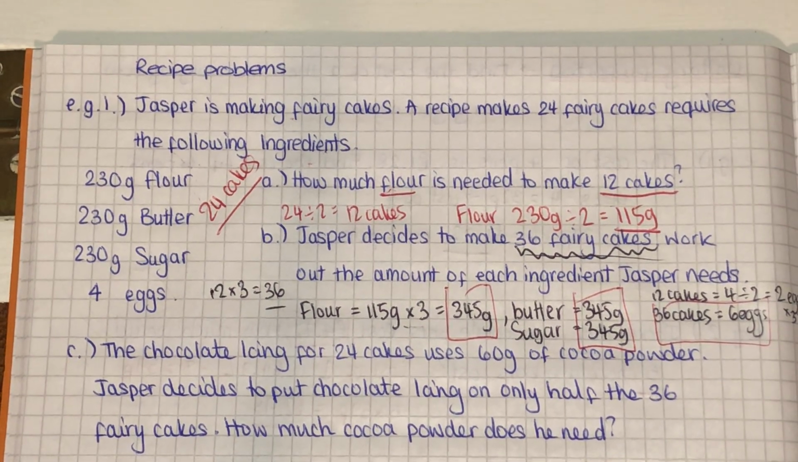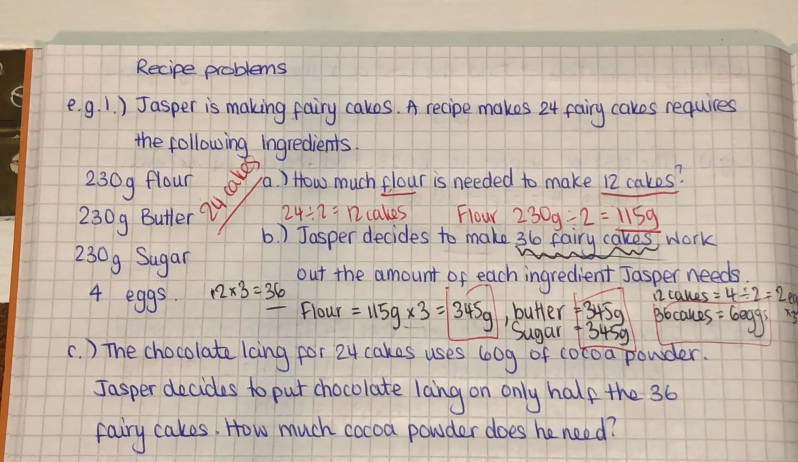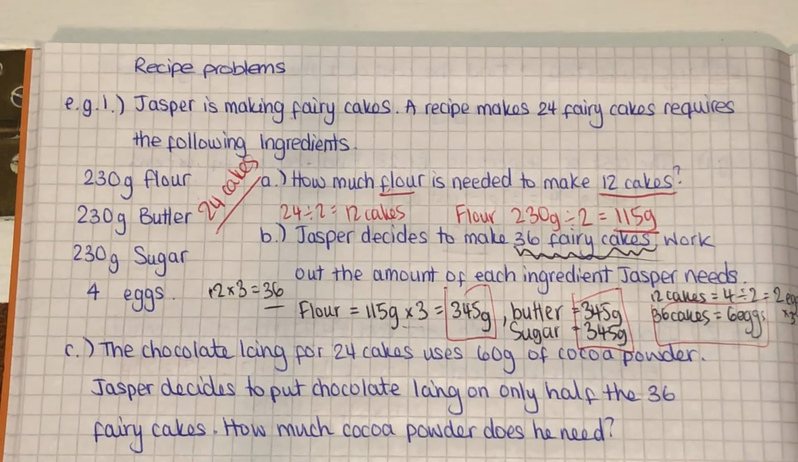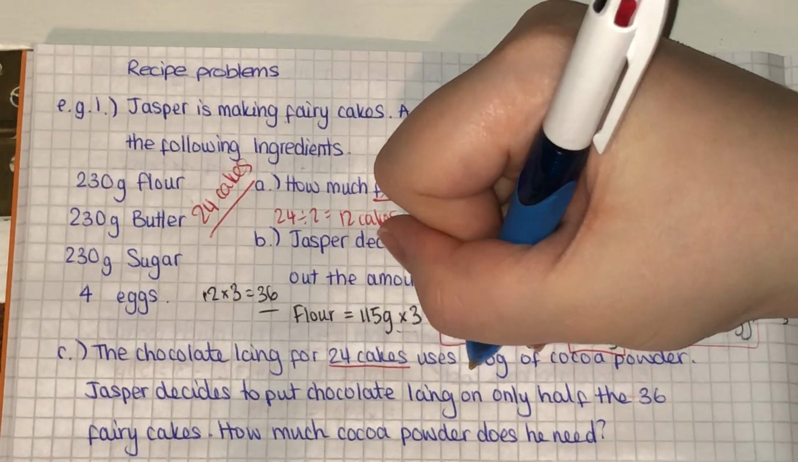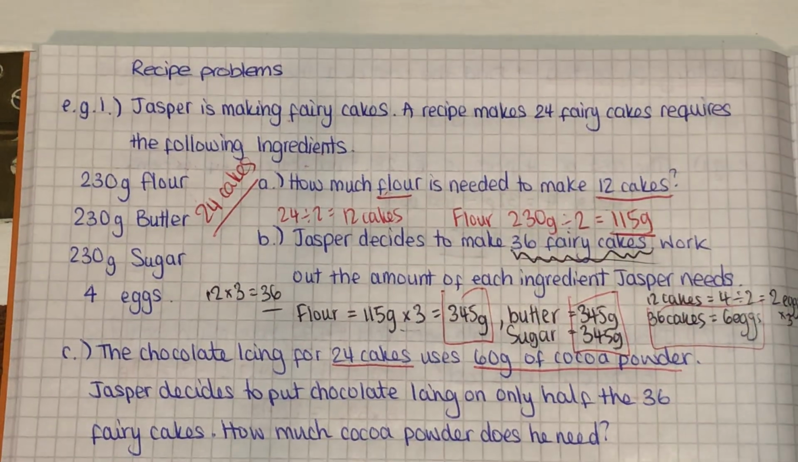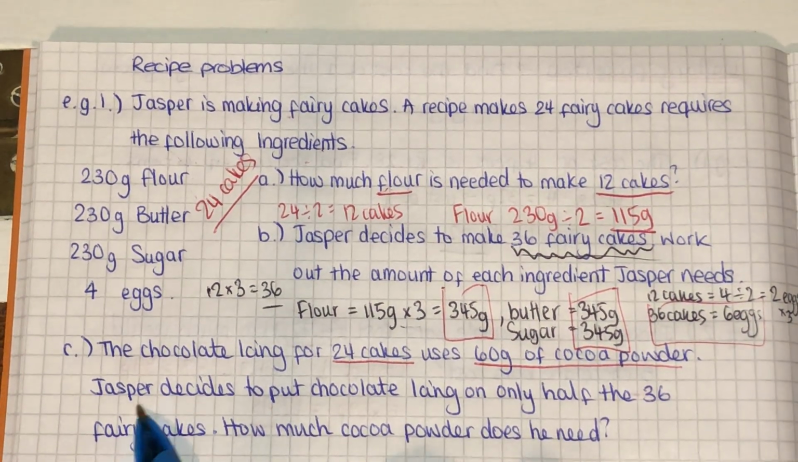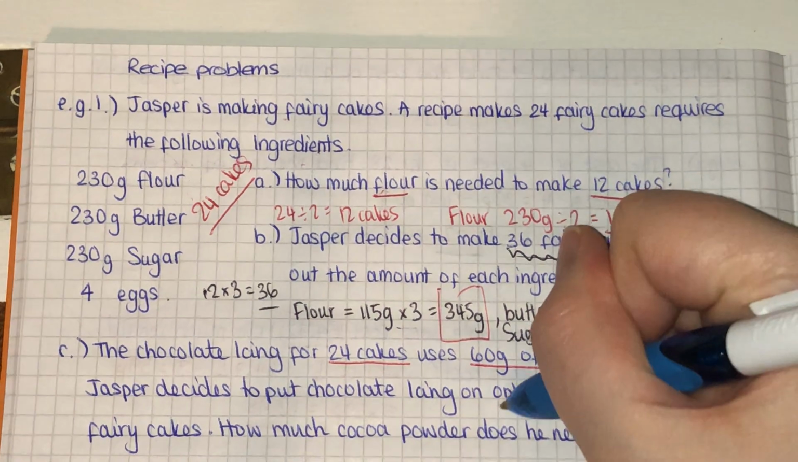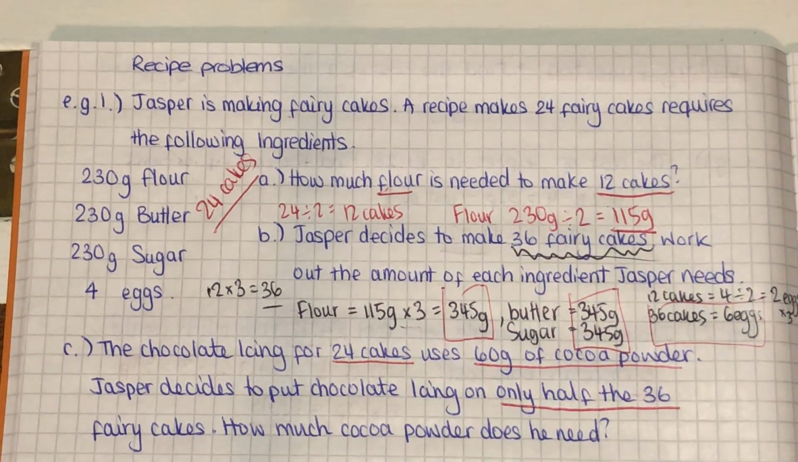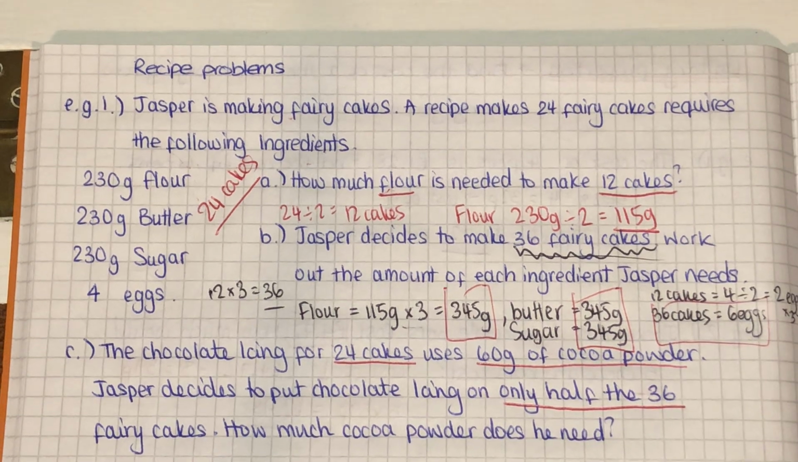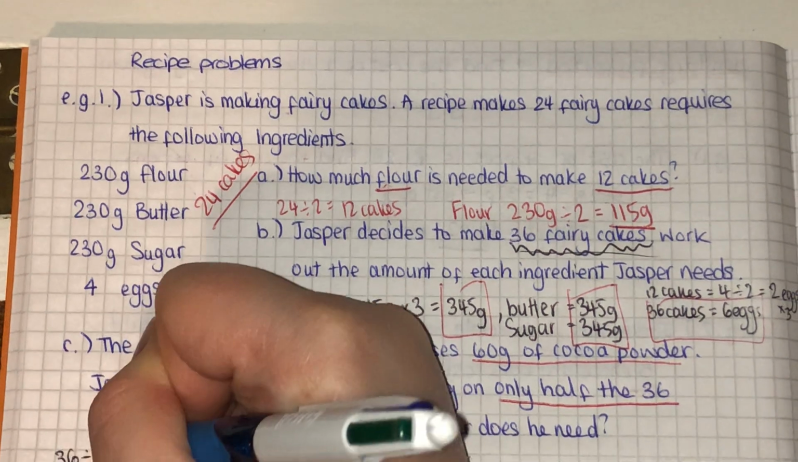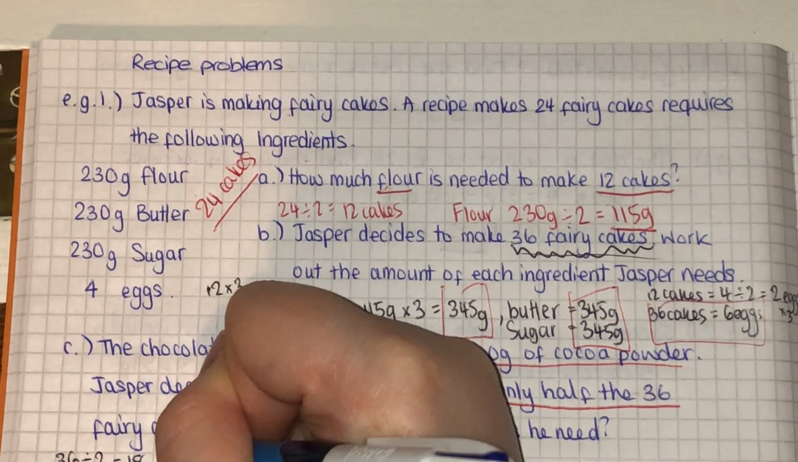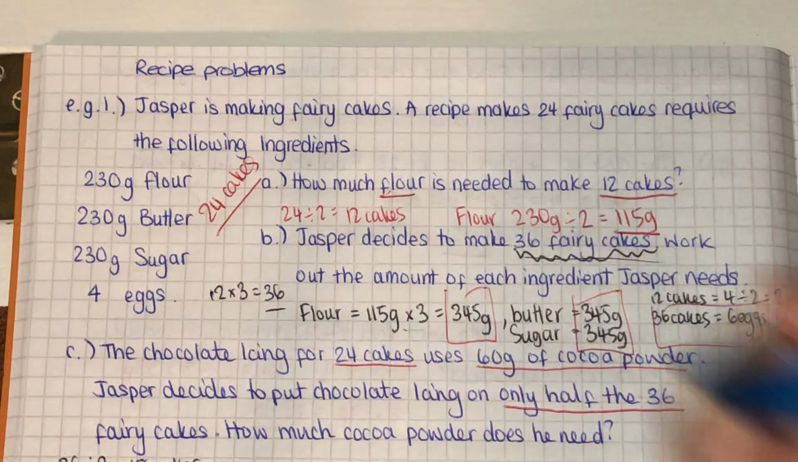Okay, now the next one's fairly nice as well. It's just a little bit wordy. So if you do struggle with words, the best thing is just to underline bits that are important. So they're making chocolate icing. 24 cakes uses 60 grams of cocoa powder. Okay, Jasper decides to put chocolate icing on only half of the 36. So to start off with, we're going to work out how many are actually being iced. So half of 36 is 18 cakes.